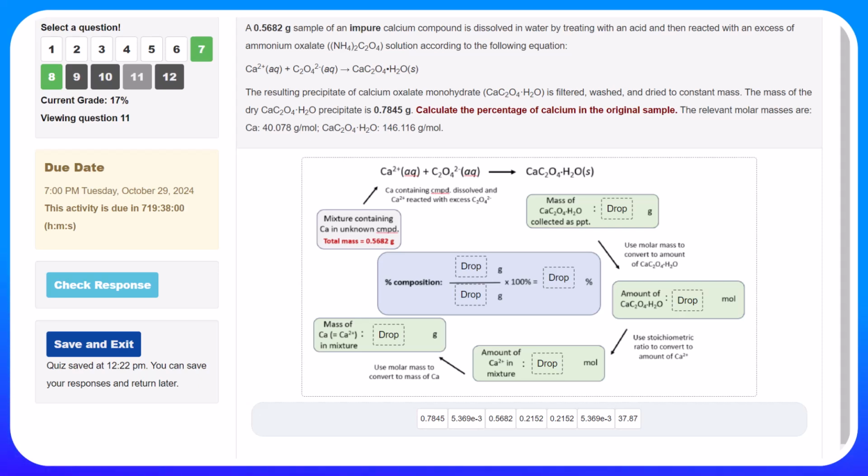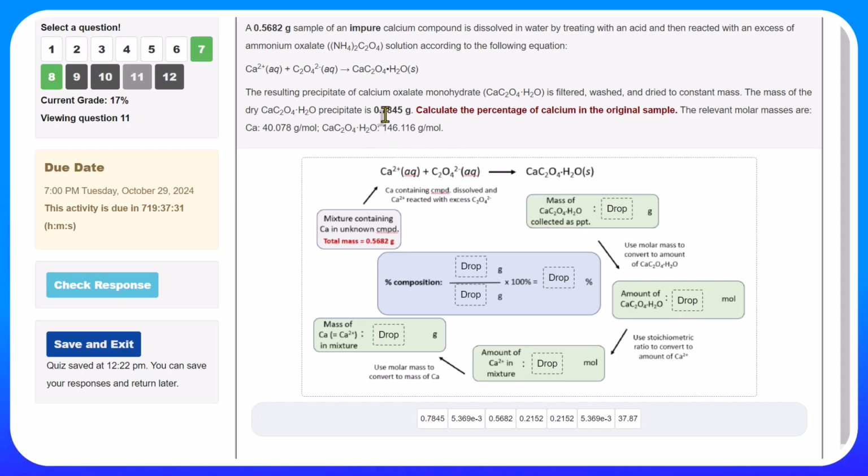So the idea is that we dissolve our impure calcium compound in water, and in this case we react it with oxalate. We form a precipitate. We determine the mass of that precipitate. By knowing the mass of the precipitate, we can work to find the amount of calcium, the mass of calcium, and then the percentage of calcium in our sample. So this question scaffolds that whole process.